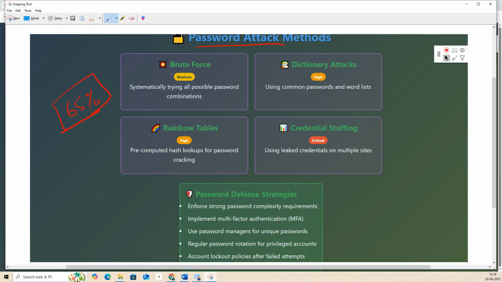Brute force attack. Attackers systematically try every possible password combination. This sounds slow, but modern computers can try millions of passwords per second. An 8-character password with just letters and numbers can be cracked in about 22 minutes.